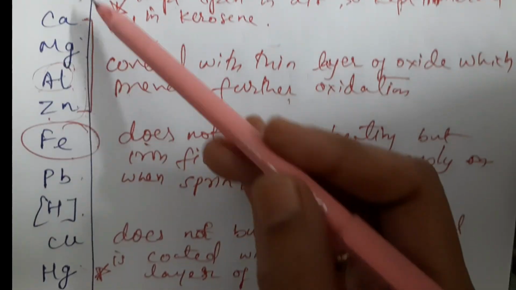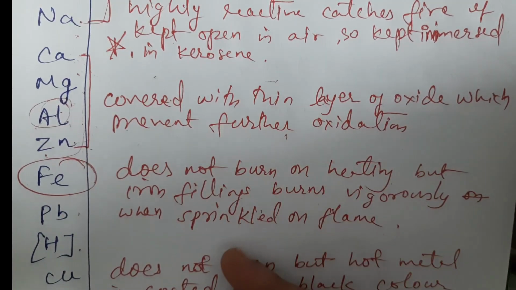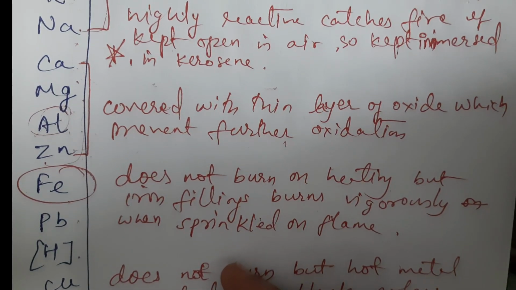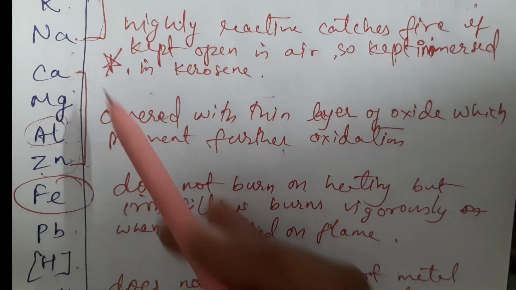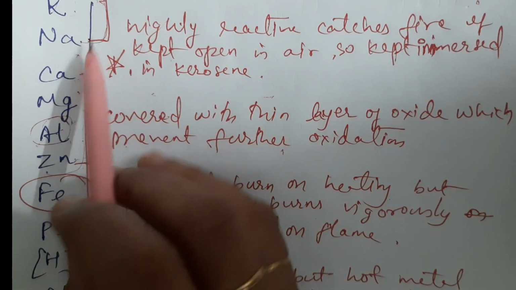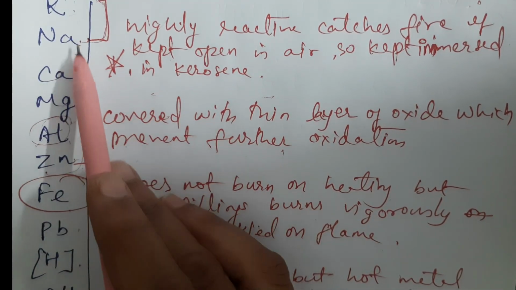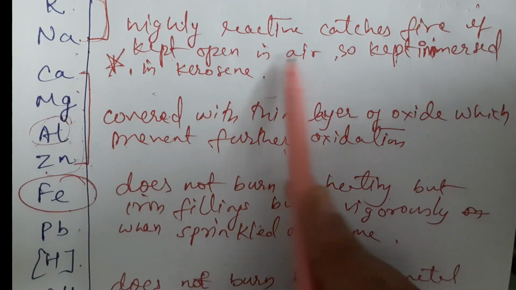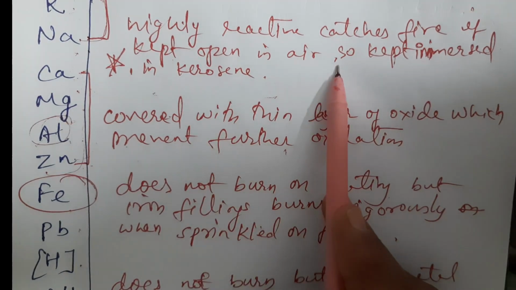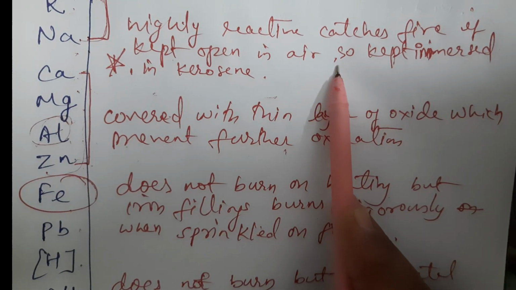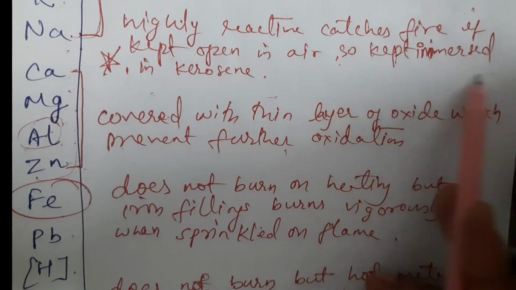With this, prepare the activity series and write it on the side so that you can learn the activity with oxygen. Highly reactive metals like sodium and potassium catch fire if kept open in air. As they are highly reactive, they are kept immersed in kerosene.